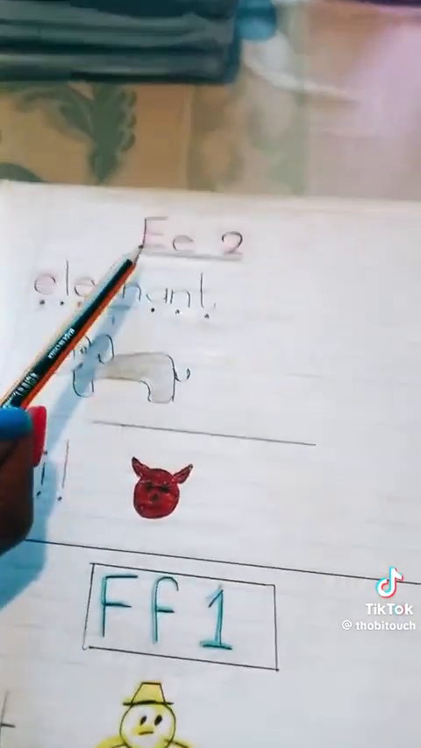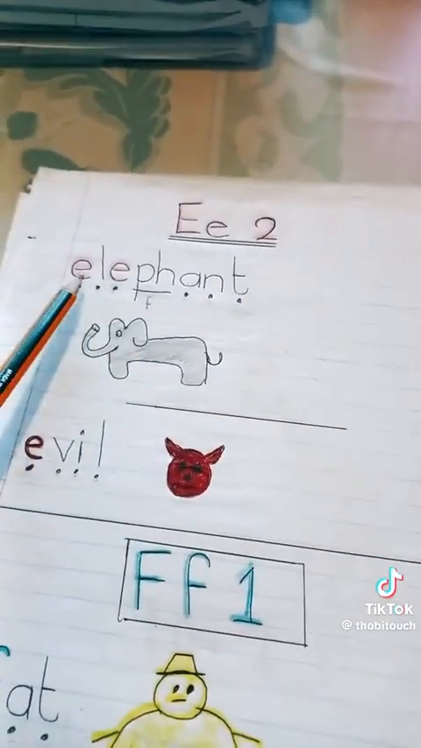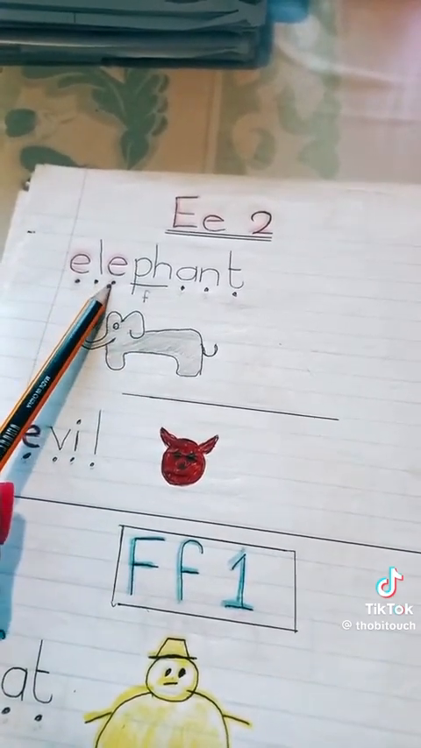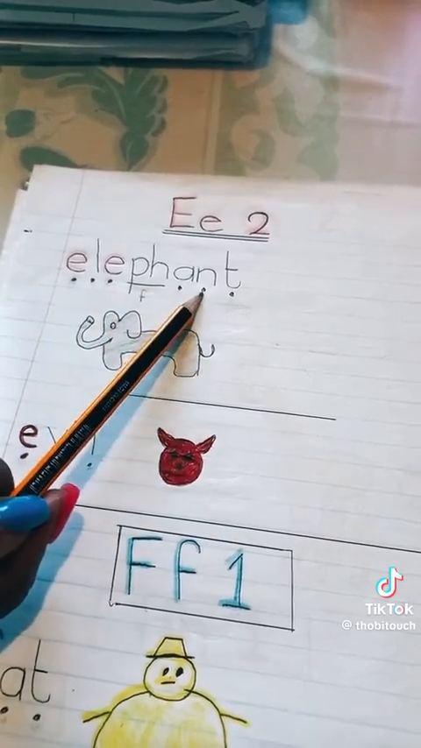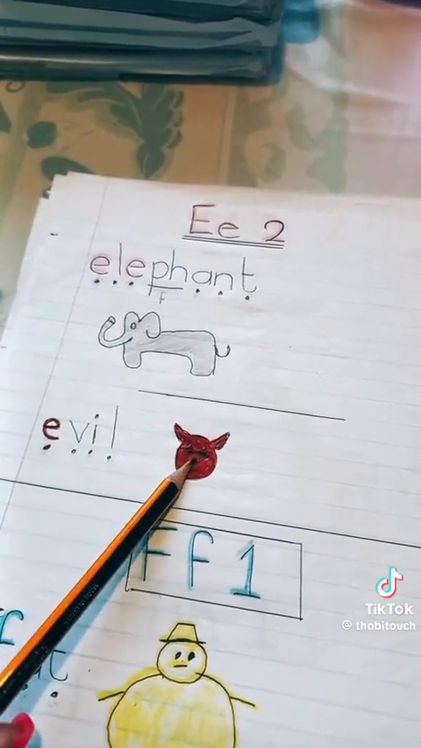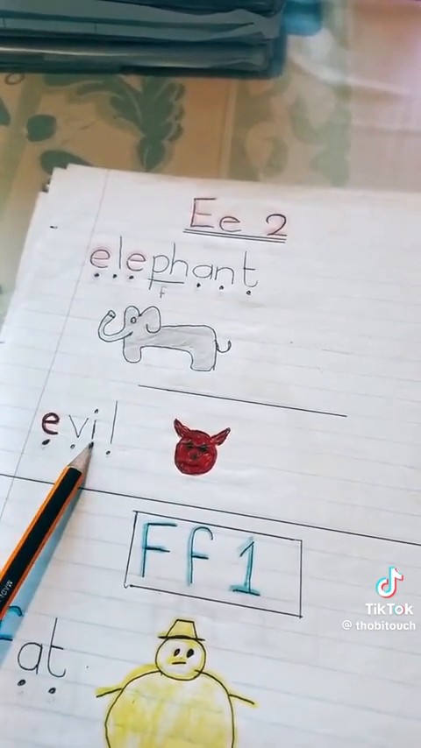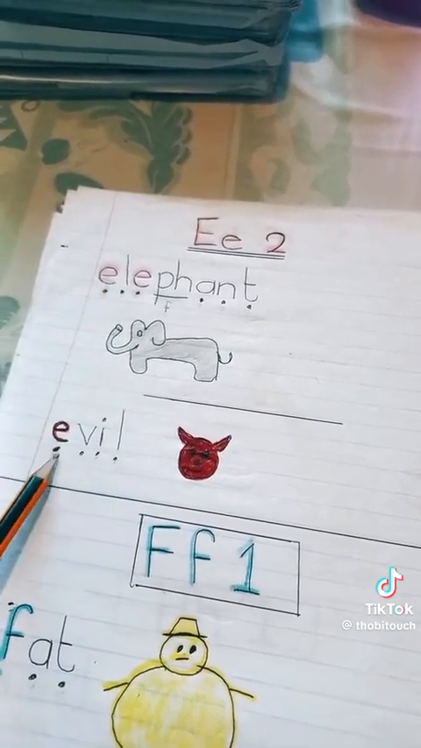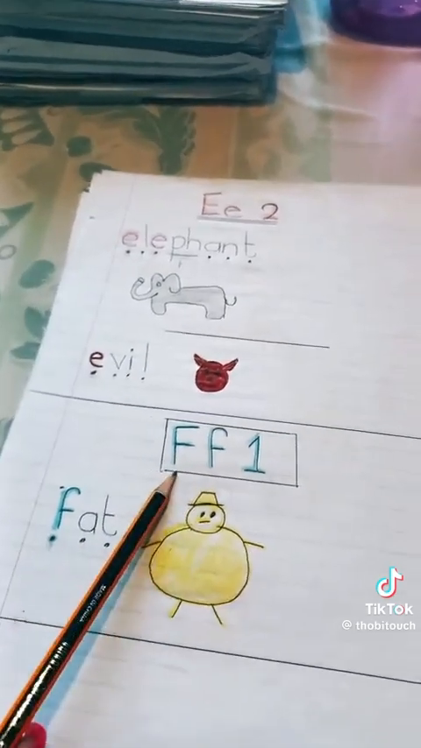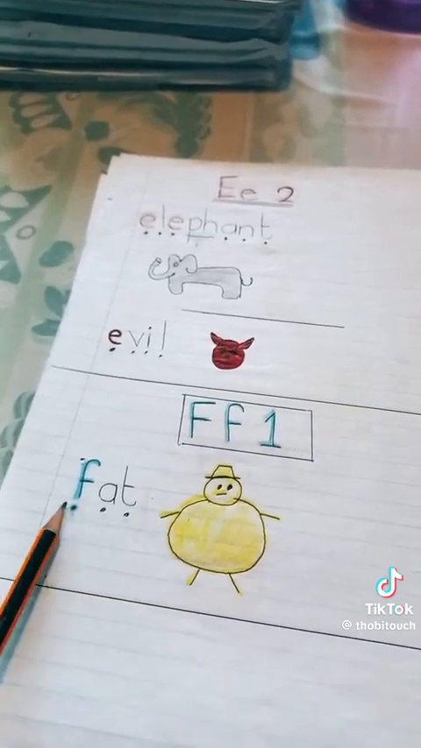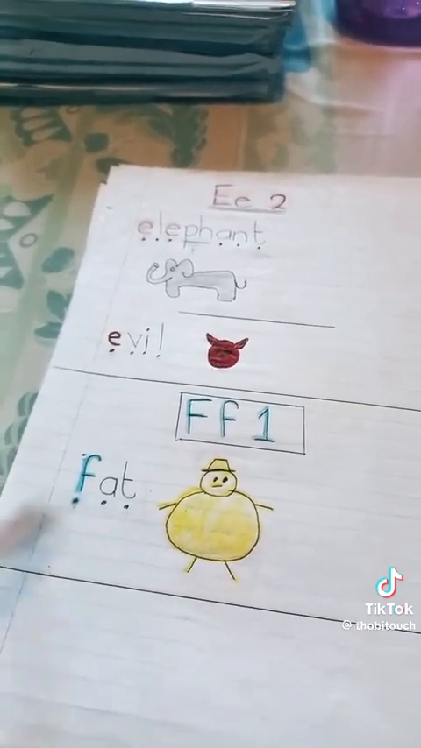E makes two different sounds. That's E for elephant and E for evil. Letter F makes one sound. F for fat.